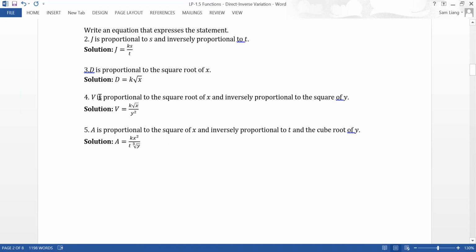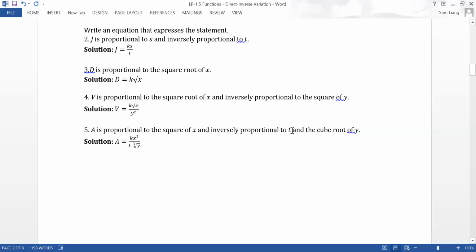Question 4, we have V is proportional to the square root of X and inversely proportional to the square root of Y. So when they say the square root of Y, that means Y squared, right? And then the square root of X is the square root of X, right? X to the 1/2, in other words. So we'll have V equals K times the square root of X. And then in the denominator, we have Y squared. Okay, that's number 4.